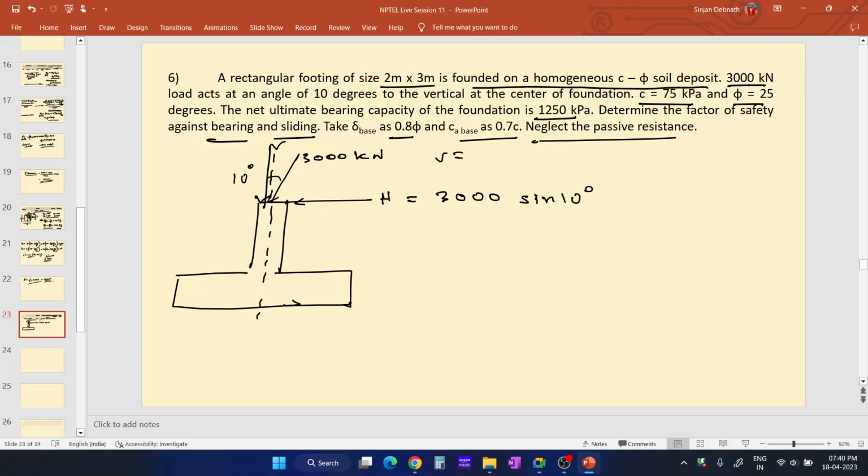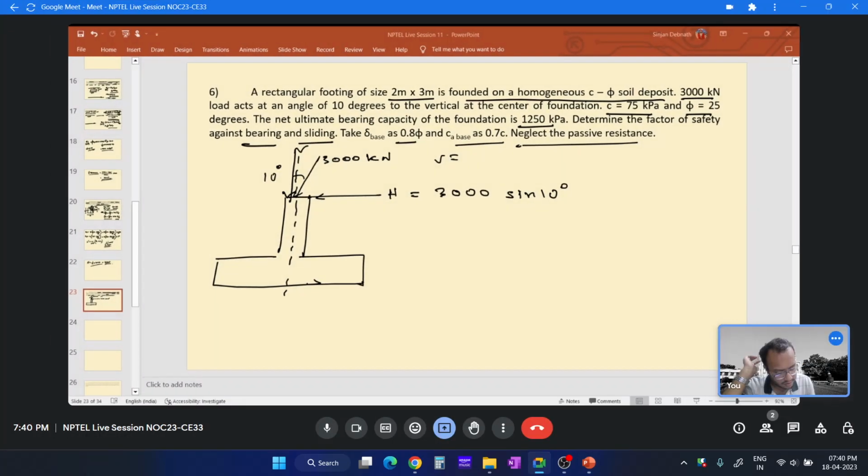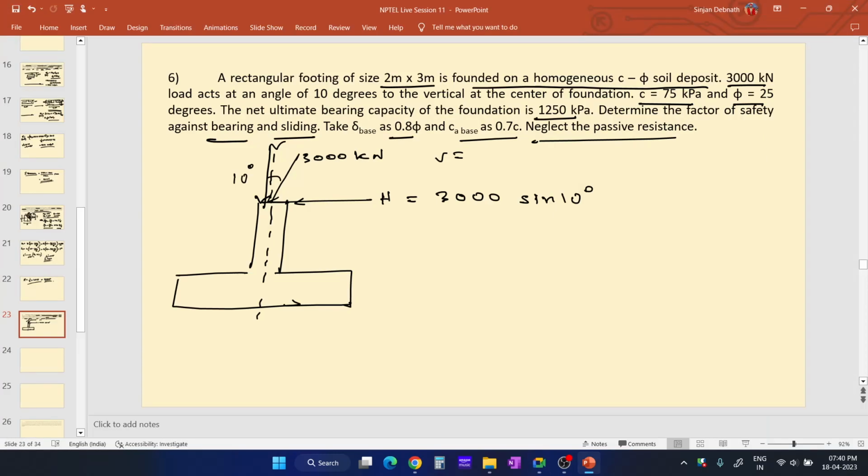And V will be 3000 cos 10, the vertical component. So we need to use this particular component to check the factor of safety against bearing because it is acting vertically, and we need to use the horizontal component to check the factor of safety against sliding because this particular force will tend to slide the foundation.